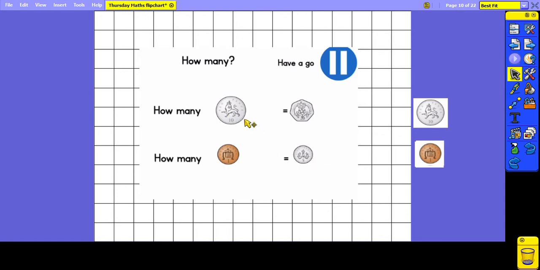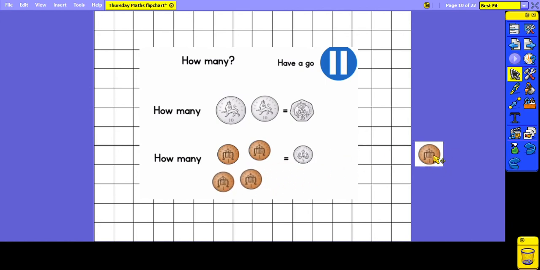For the first one then, how many 10 pences have the same value as 1 20 pence? Would be 2, because 10 add 10 equals 20. And then how many 1 pences have the same value as 1 5-pence? Would be 5. If we count them up, 1, 2, 3, 4, 5, we have 5 pence here, which is the same as the other side where we've also got 5 pence.